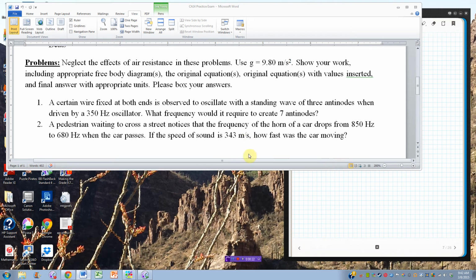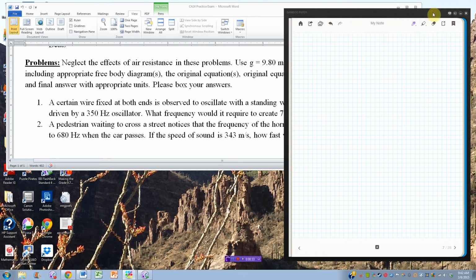So what I have here is two equations and two unknowns. The unknowns are how fast the car is moving, and also what frequency the car horn was. We don't know, and we can't just cut it in half. I saw a couple people try that on the homework, and it doesn't work that way.